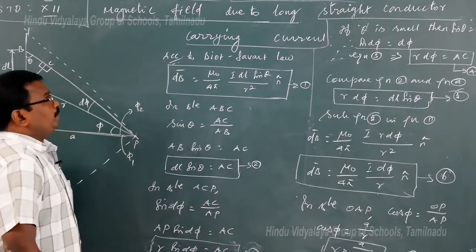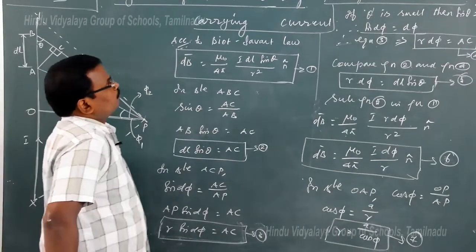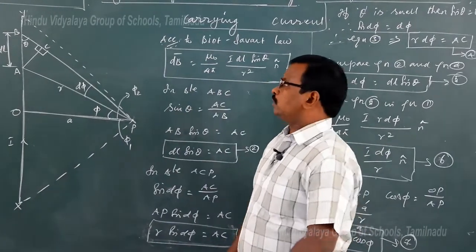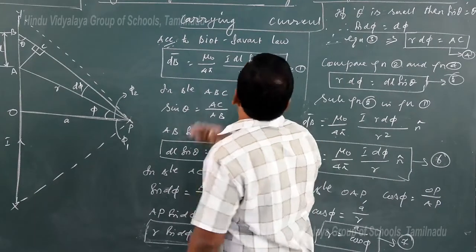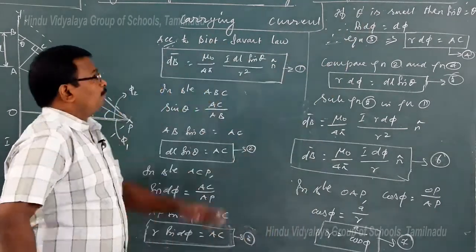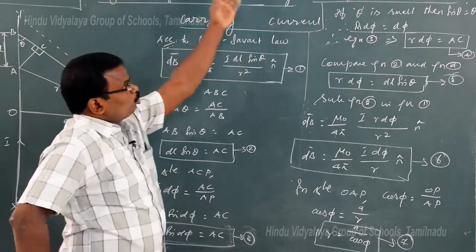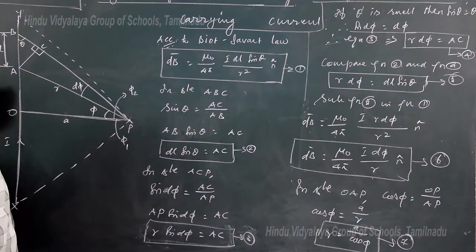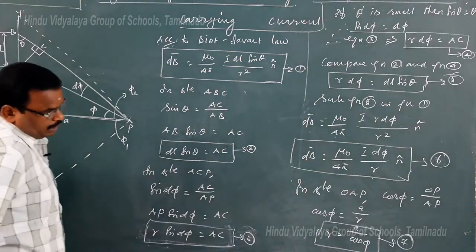Now, very important 5 more question. Application of Biot-Savart law. The first application of the Biot-Savart law: magnetic field due to a long straight conductor carrying current. Magnetic field due to a long straight conductor carrying current is very important. First application of Biot-Savart law.